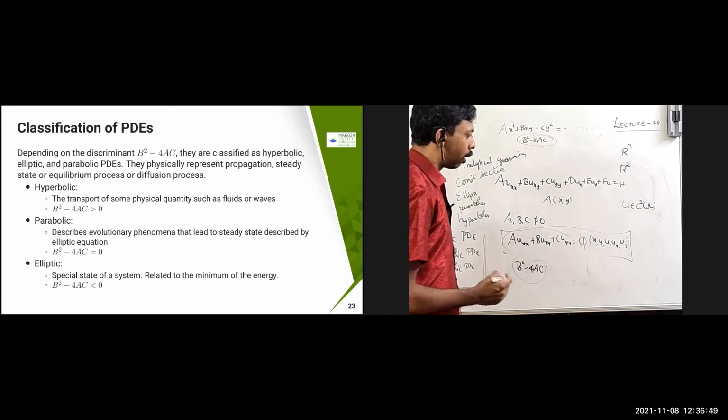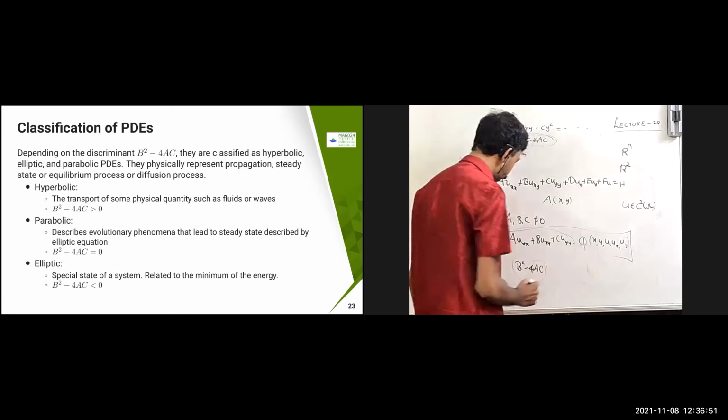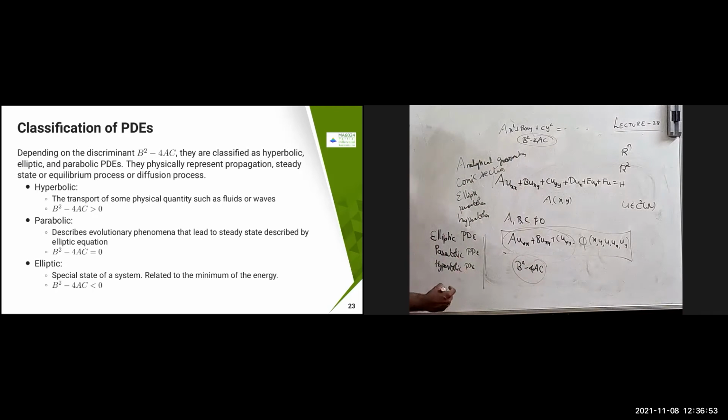So first one, hyperbolic. Hyperbolic PDE means we have b square minus 4ac greater than 0. In that case, it is called a hyperbolic PDE. For example, the transport of some physical quantity such as fluids or waves is governed by a hyperbolic PDE. Now, if b square minus 4ac is equal to 0, then that is called a parabolic PDE.